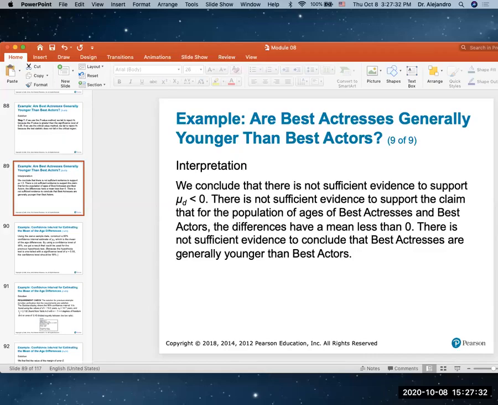So we can conclude that there is no sufficient evidence to support that the mu d is less than 0. In other words, there is no sufficient evidence to support the claim that the population of ages of best actresses and best actors, the difference have a mean less than 0. Which means that there is no sufficient evidence to conclude that best actresses are generally younger than best actors.